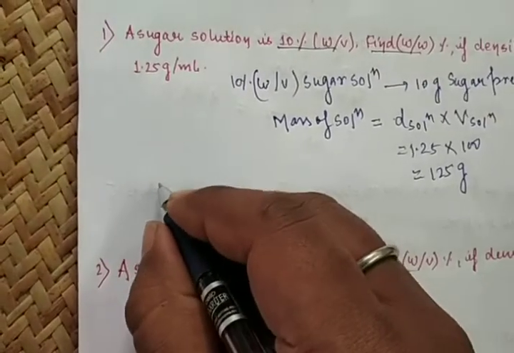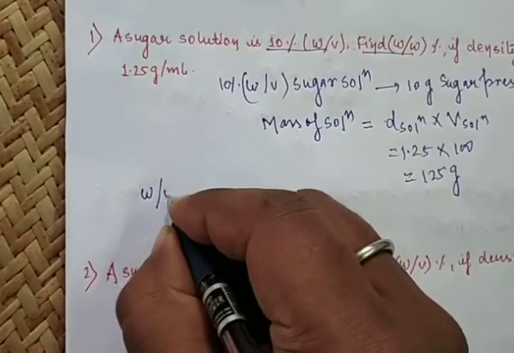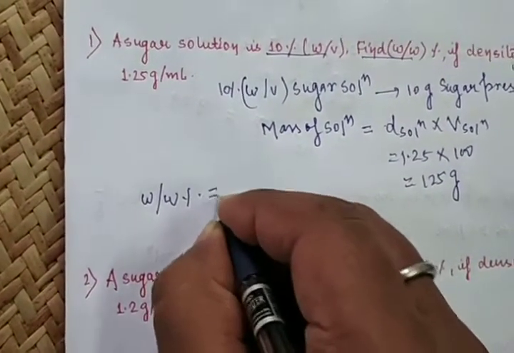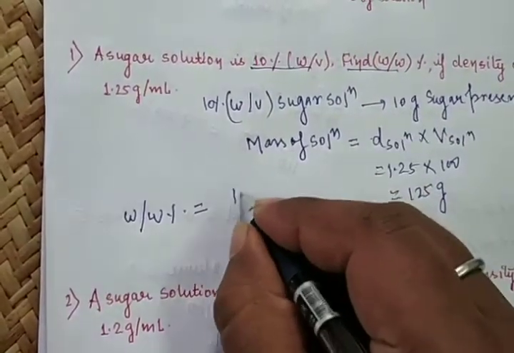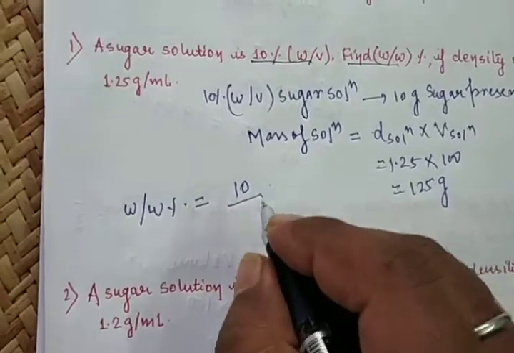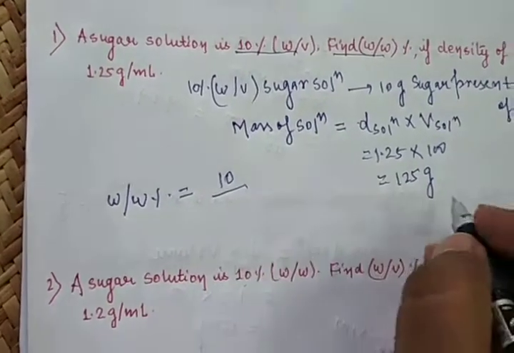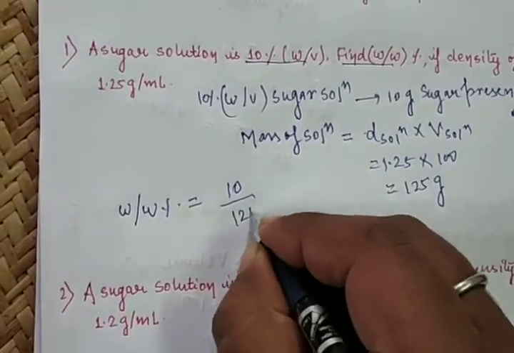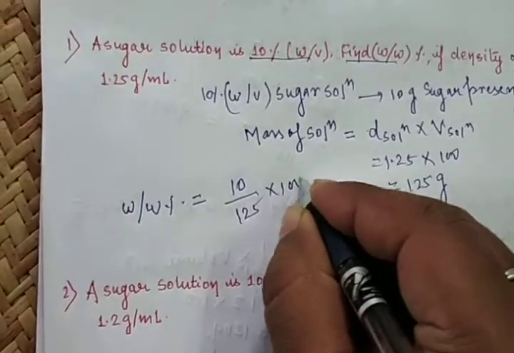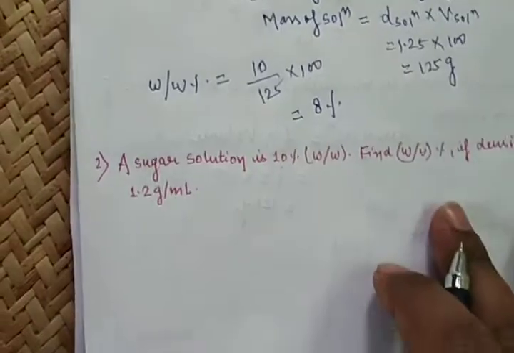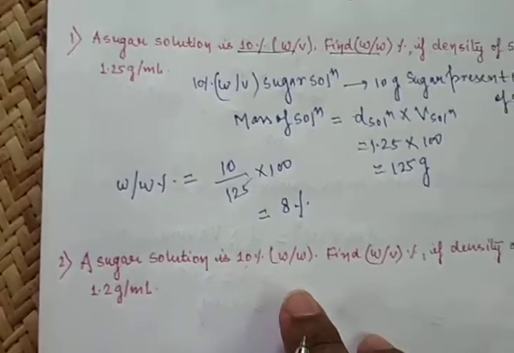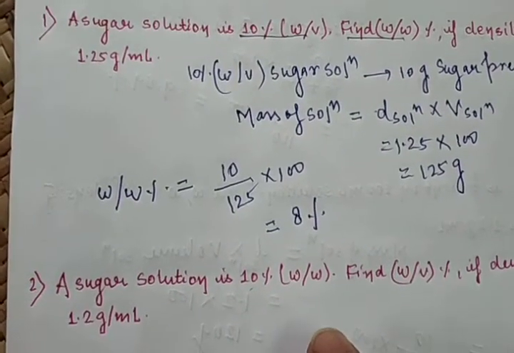Now here W by W percentage. So you know W by W percentage is mass of solute upon mass of solution into 100. So mass of solute is 10 gram, and mass of solution is 125, into 100. Then the answer is 8%.